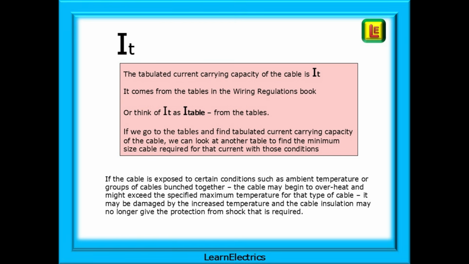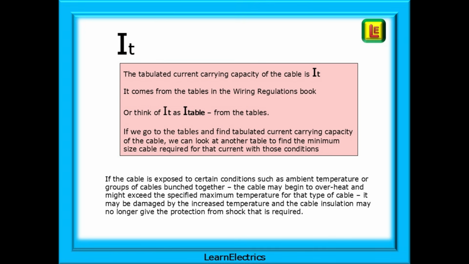If the cable is exposed to certain conditions, such as ambient temperature or groups of cables are bunched together, the cable may begin to overheat and might exceed the specified maximum temperature for that type of cable, 70 degrees Celsius in the case of twin and earth. It may be damaged by the increased temperature, and the cable insulation may no longer give the protection from shock that is required.